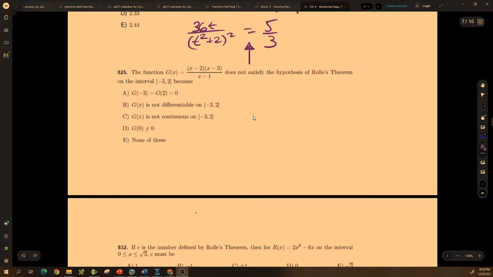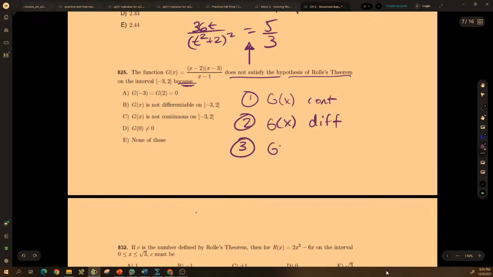All right, next up, the function g of x equals (x minus 2)(x minus 3) over (x minus 1) does not satisfy the hypothesis of Rolle's theorem on the interval because. So when it says it doesn't satisfy Rolle's theorem, we need to think about what the conditions for Rolle's theorem were. First, in this case, g of x needed to be continuous. Secondly, g of x needs to be differentiable. And thirdly, g of, in this case, -3 needs to equal g of 2.